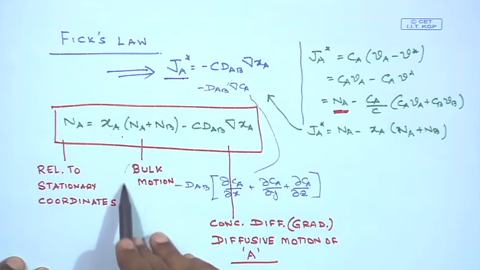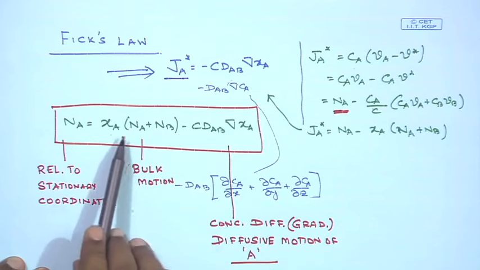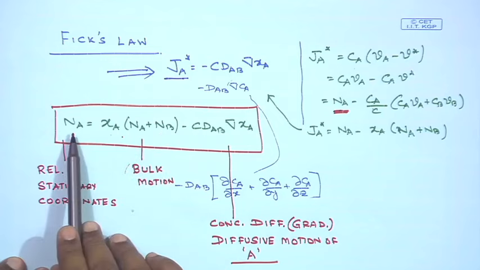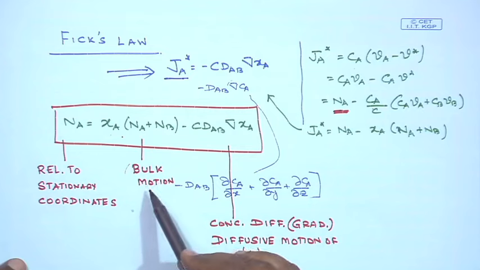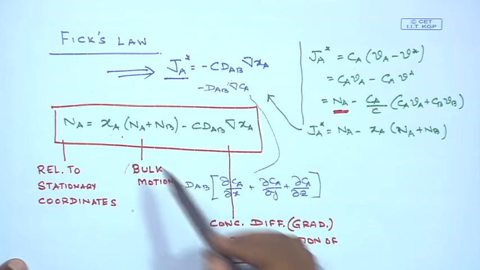The first thing that needs to be resolved is how to get rid of N_B from the expression of N_A. So, N_A is x_A times (N_A plus N_B) minus D_AB del of concentration of A. First of all, it may be mentioned that it is a diffusion only process. That means there is no imposed bulk flow. So, if it is a diffusion only process, then the first term on the right hand side, which signifies bulk motion, can be dropped. So, that is one way of getting rid of N_B, which is the unknown that appears in this expression.